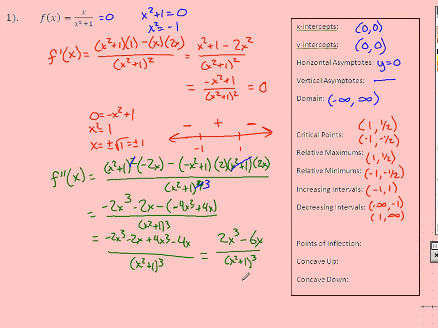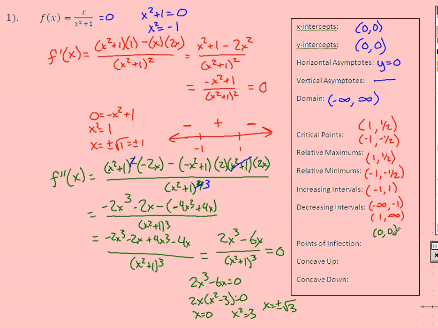So, to find points of inflection, I need to set this whole thing equal to 0. The whole thing equals 0, that means the top equals 0. 2x cubed minus 6x equals 0. I can factor out a 2x. I'd be left with x squared minus 3. So that means when x equals 0, or when x squared equals 3, that means that x equals plus or minus the square root of 3. Those are when I have points of inflection.